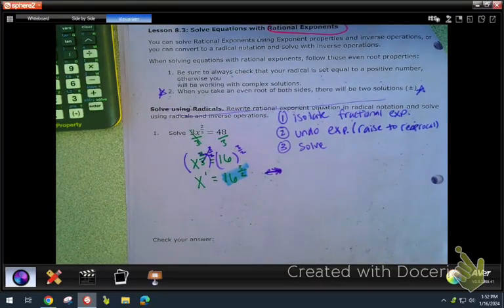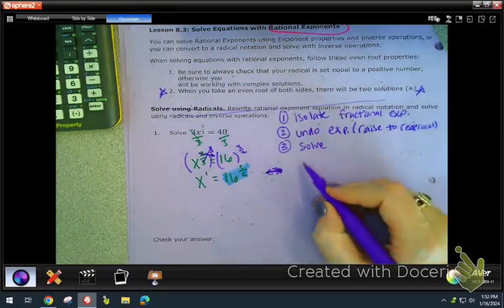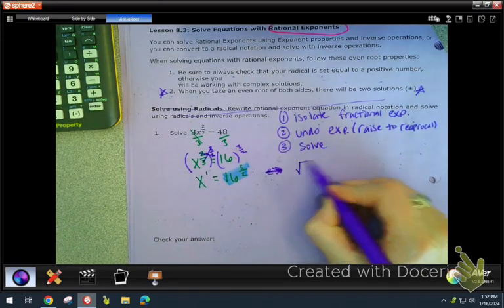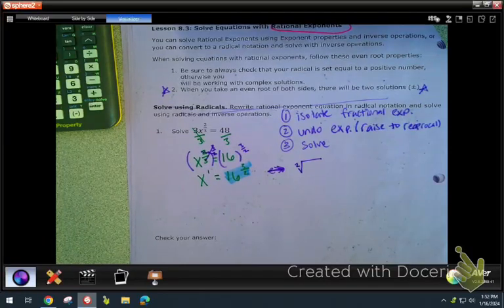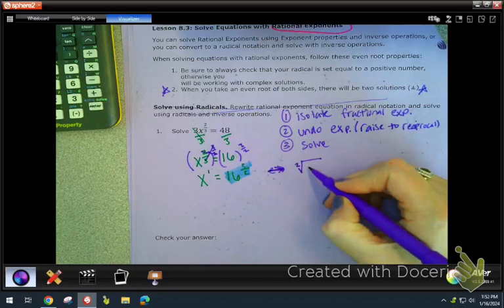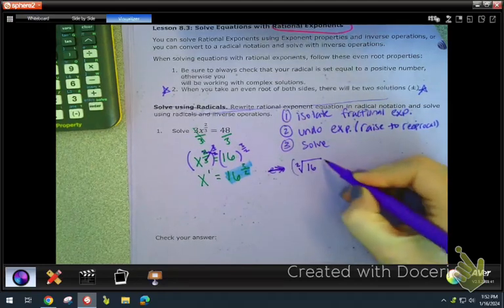Well, let's rewrite it. What type of root am I taking of 16? Square root. I'm going to put a 2 right there. Do I have to put a 2? No, but I like to have a number right there because that number is important. What am I taking a square root of? 16. And then I'm raising it to the 3rd.